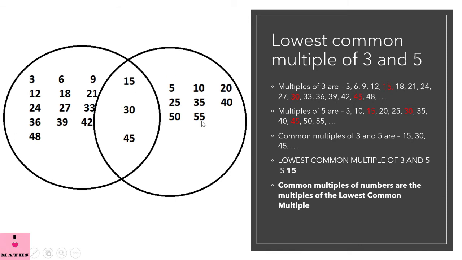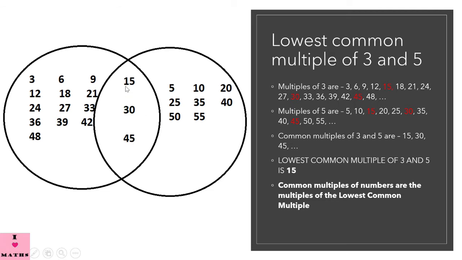And this circle, beta, has got multiples of 5. 5 ones are 5, 5 twos are 10, 5 threes are 15, 5 fours are 20, 5 fives are 25, 5 sixes are 30, 5 sevens are 35, 5 eights are 40, 5 nines are 45, 5 tens are 50, 5 elevens are 55, and so on.